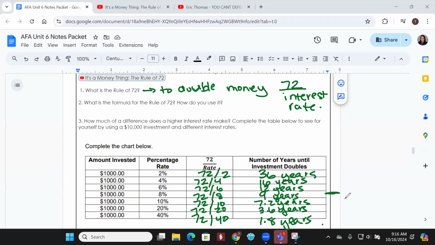Yes, ma'am. 72 divided by 4 is 18. Y'all lied to me. I said 16 or 18. I just wrote 16, what I heard. It's fine. All right, good.